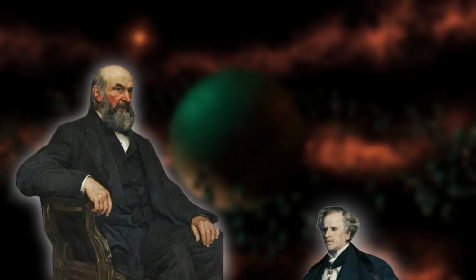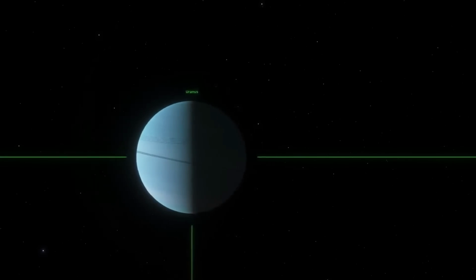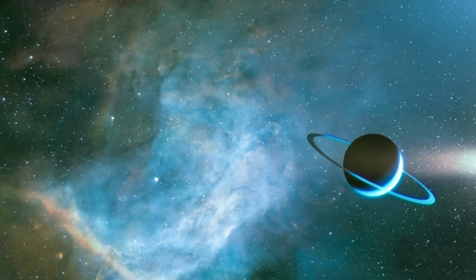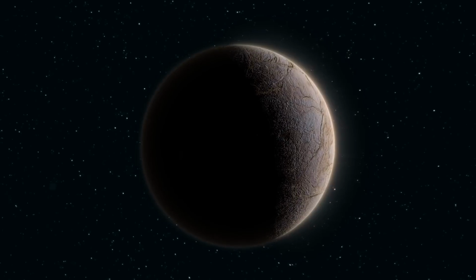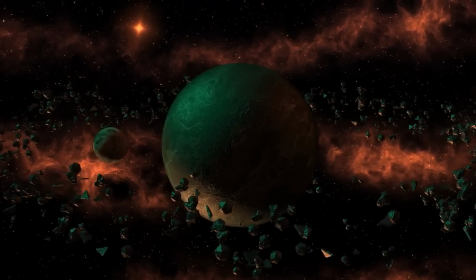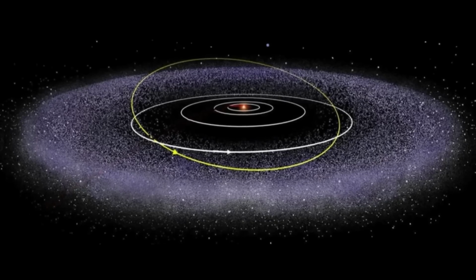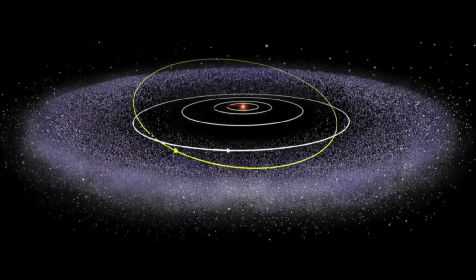John Couch Adams and Urban Le Verrier were the first astronomers to notice that Uranus seemed to be being pulled by an invisible planet. This led to the finding of Neptune. We can't directly measure how much gravity is pulling on Planet 9, but we do see a strange grouping of very small icy objects in the outer parts of the solar system. These are called Kuiper Belt objects, KBOs.